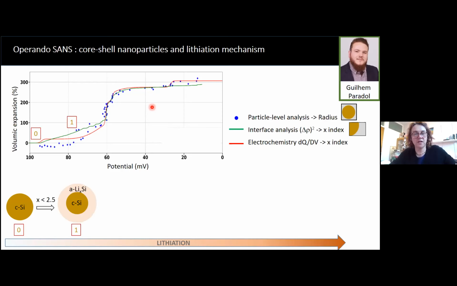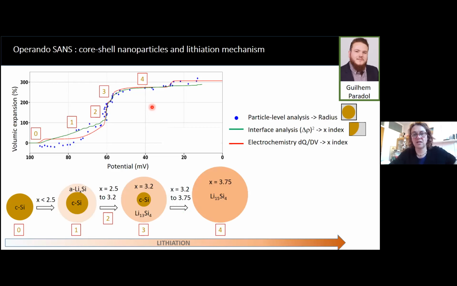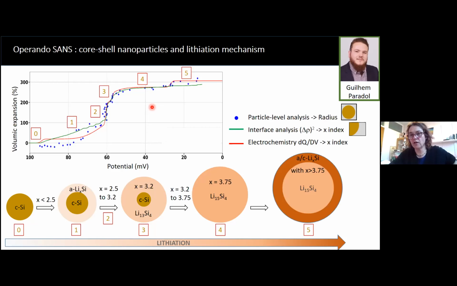Then at 60 millivolts, we have an abrupt biphasic transition up to the Li13Si4 situation. We still have a core and a shell. And then the next step is the formation of the well-known Li15Si4 phase with an X value that is around 3.75. There is a last step, which we are not sure yet that we fully understand, where we see that we continue to increase the X index, which might be something like a gradient or another shell that is enriched in lithium. So we still are working on that to be sure of this interpretation.